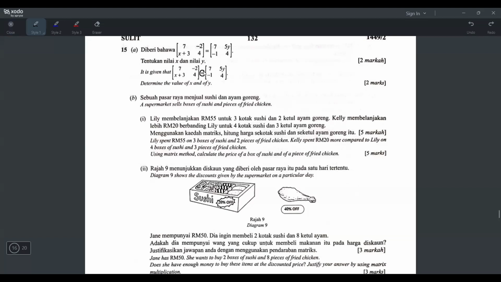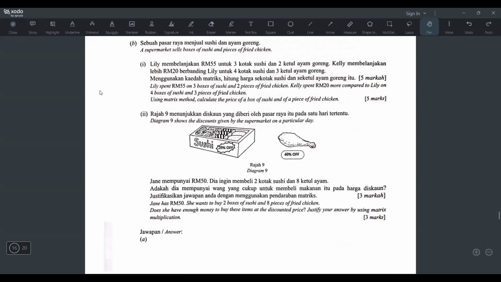Tapi tengah-tengah sini dia tulis equal. Maksudnya the left hand side and the right hand side they are exactly the same. So kita boleh banding, compare. So atas kiri 7, sini atas kiri pun 7. So sama. Atas sebelah kanan -2, atas sebelah kanan 5y. So 5y equals -2. And then bawah kiri x plus 3, and on the other side, bawah kiri -1. So x plus 3 equals -1. Bawah kanan 4, bawah kanan 4, so 4 equals 4 sudah sama lah. So y is equal to -2 over 5. x is equal to -1 minus 3, which is -4. And sudah siap lah, that's the answer.